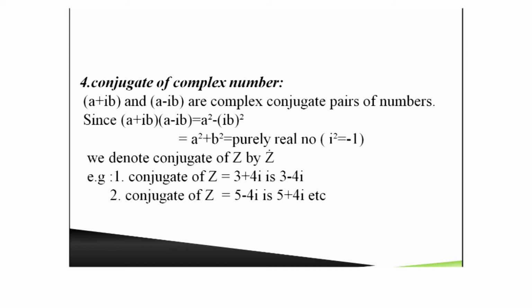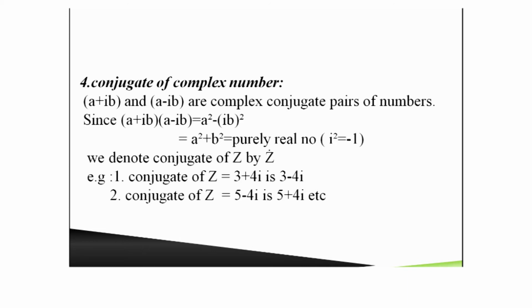For example, the conjugate of z equal to 3 plus 4i is 3 minus 4i. Then the conjugate of z equal to 5 minus 4i is 5 plus 4i. Normally we denote the complex number by z and its conjugate by z bar, as I have denoted there. Just observe what z bar refers to.